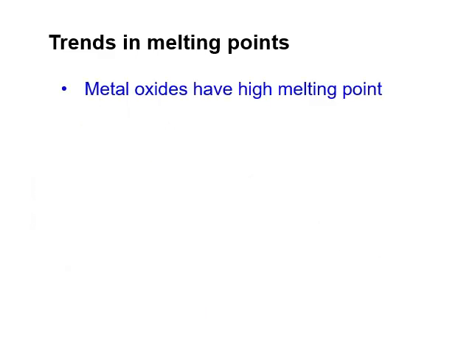So your metal oxides, your magnesium oxide and your sodium oxide, they are giant ionic lattices. So they have high melting points because of the strong electrostatic forces of attraction between the oppositely charged ions.